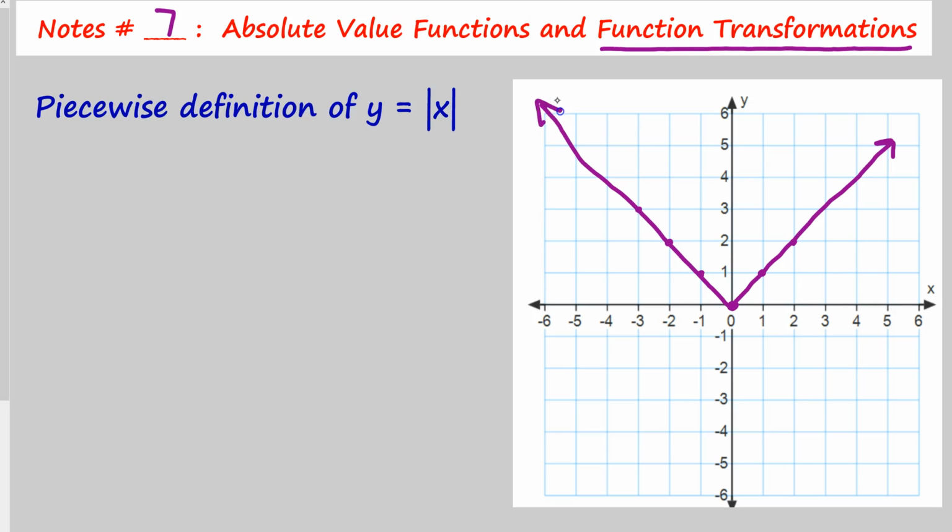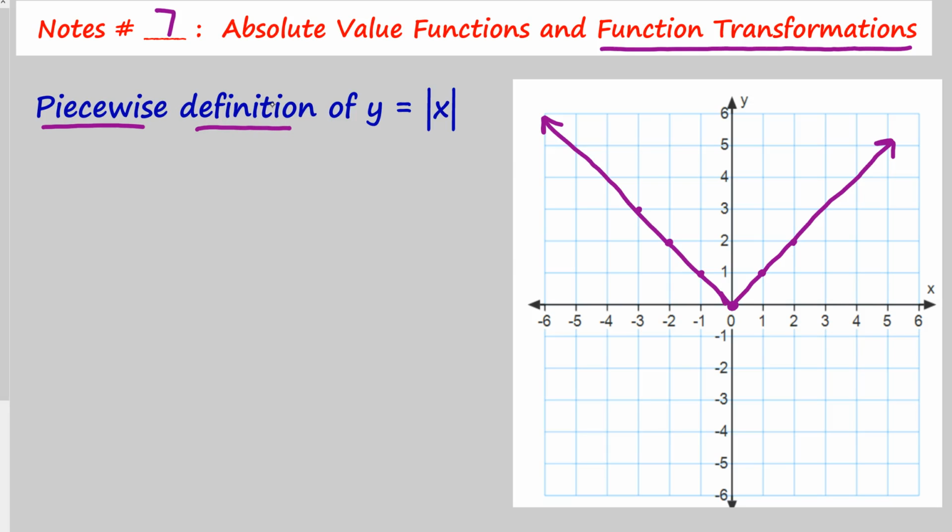Sorry, that should look straight. Let me try that again. A little bit better. So altogether it makes a V shape. And basically what we're looking at is a piece of one line and a piece of another line. And since we can break it up into two pieces, we have what we call a piecewise definition.